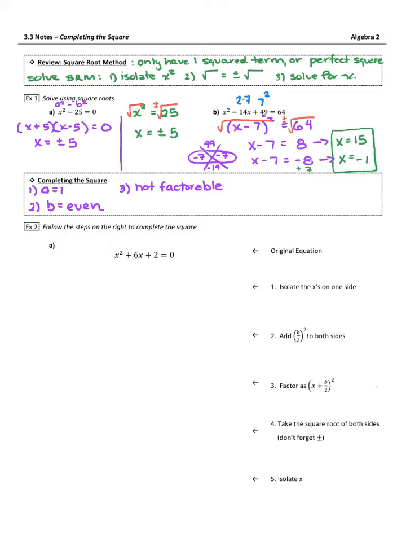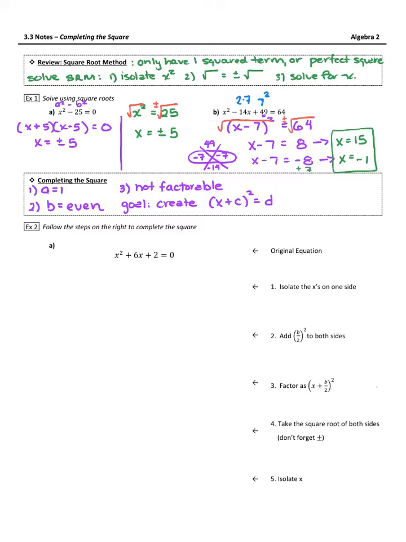And then in terms of the goal, you're trying to create a perfect square, x plus c squared equals a number, where you then take the square root of both sides. All right, so let's go. I have the process kind of mapped out here for you. So let's go through this.